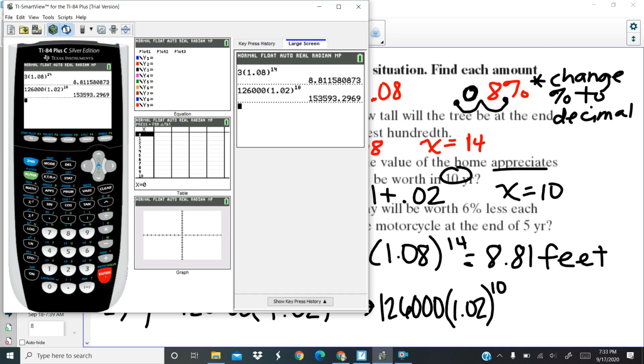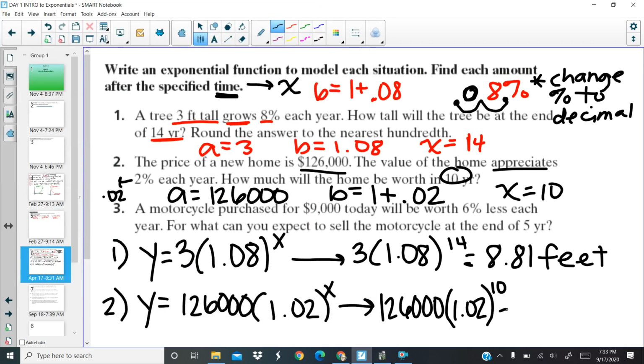And then after that 10 years, the home would be worth $153,593.30 about. So let's see if I can remember all that. 153,593 and 30 cents. So that would be the new value of the home after 10 years.